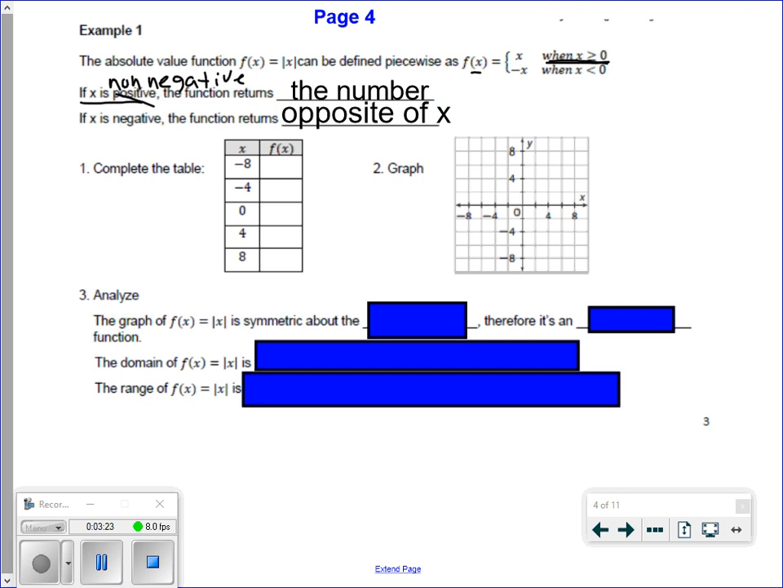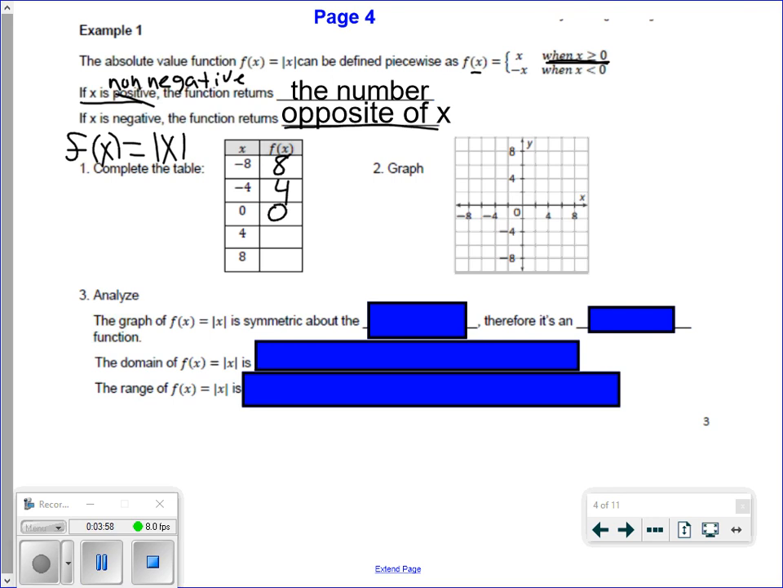So what we're going to do now is complete the table, and this table is for f of x equals the absolute value of x, just to clarify. All right, that's what this table is for. So when x is negative 8, we have a negative number, so we're going to get the opposite of x. So when x is negative 8, we get 8. When x is negative 4, that's still negative, so we're getting the opposite of x, that's 4. When we have 0, 0 is non-negative, or in other words, it's positive or 0, so we get the same number of 0.